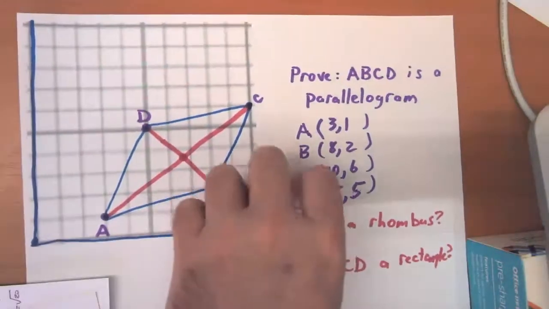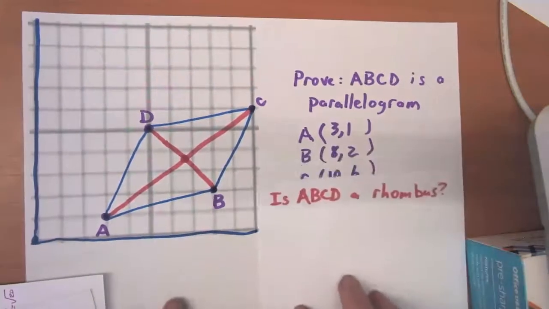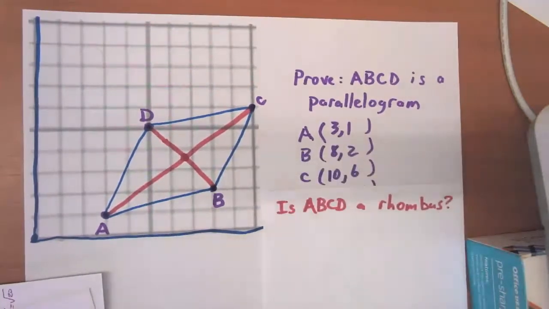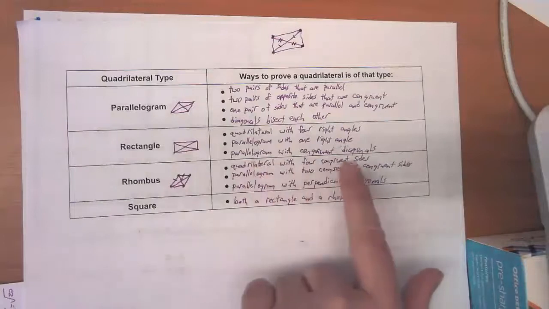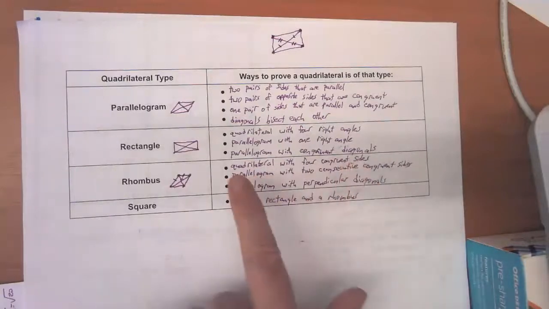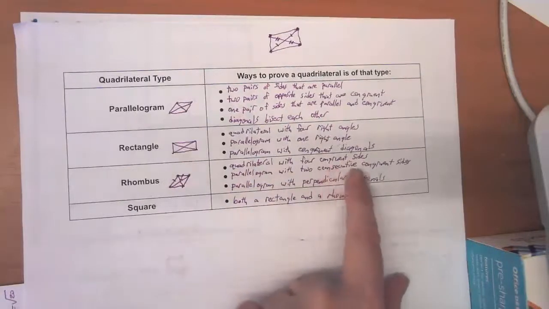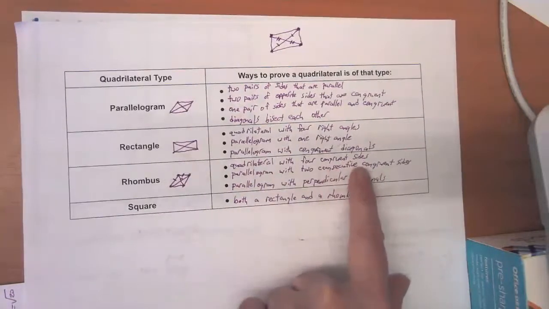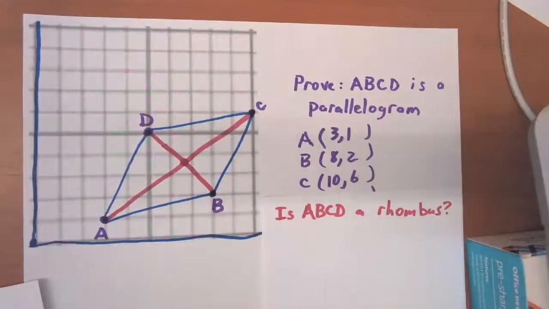All right, so let's think about this one first. Is ABCD a rhombus? There are a couple different things we can do. Remember, to show something is a rhombus, I can show that it has 4 congruent sides. I can show that it's a parallelogram, which we've already done, and say that it only needs to have 2 congruent sides that are consecutive. Or I can show that its diagonals are perpendicular. Which one of those techniques do you think would be the easiest one for us to do?